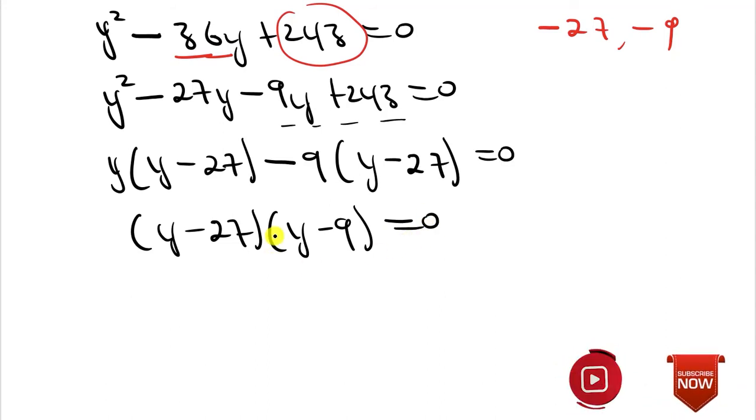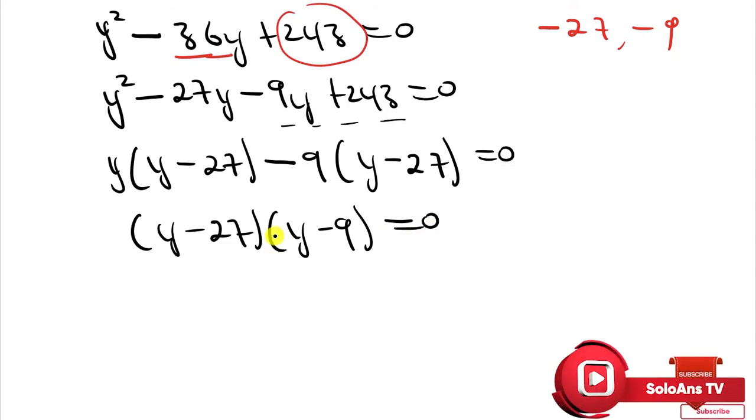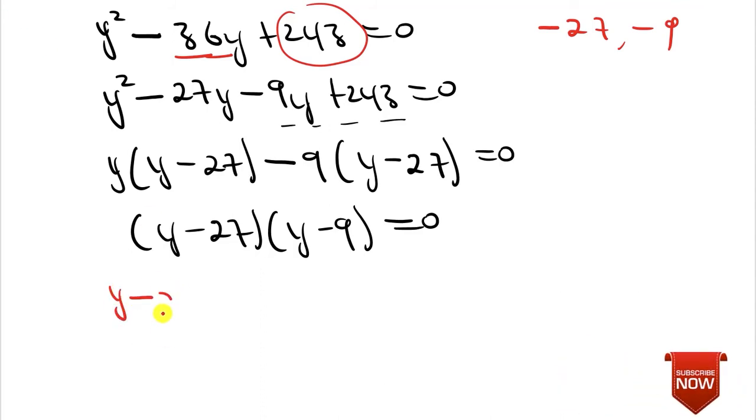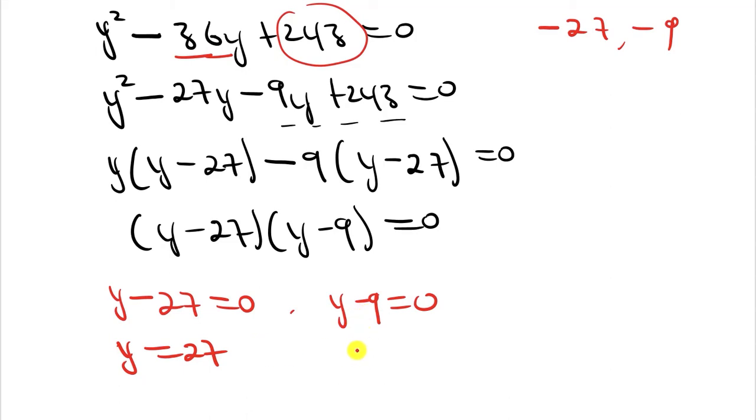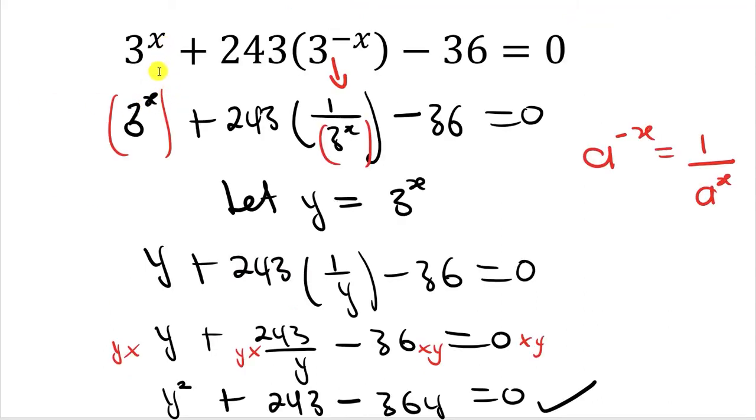Now we have two linear factors multiplying and they are equal to 0. If that is the case, then it means that y minus 27 will be equal to 0, or y minus 9 will be equal to 0. So we try solving for y. We are going to get y equal to 27, and then for this side, we get y equal to 9. But in the question, we were not solving for y. If you look at the question, we were solving for x. The question wants us to solve for x.